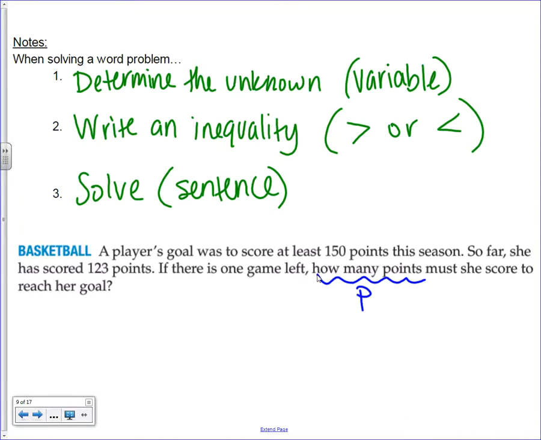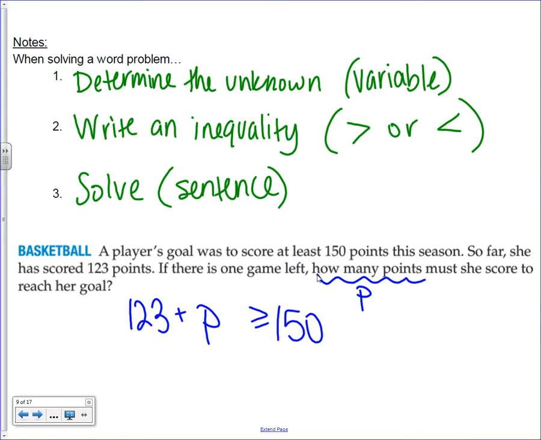If it says at least, does that mean greater than 150 or less than 150? Could I be equal to 150? Yes, so that's the end of my inequality. I want to be greater than or equal to 150. Well, how many points do I have? 123 plus, do I know how many points she's going to score? P, and then we're going to solve it.